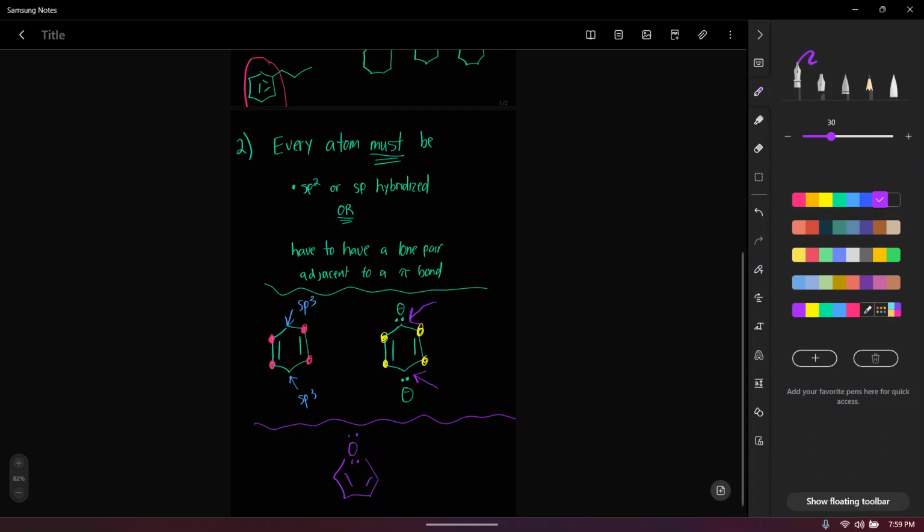Okay. And that molecule is called furan, and furan is aromatic, okay? Because this carbon is sp2, sp2, sp2, sp2, and it looks like the oxygen is sp3, but that oxygen has a lone pair that is adjacent to a pi bond, okay?